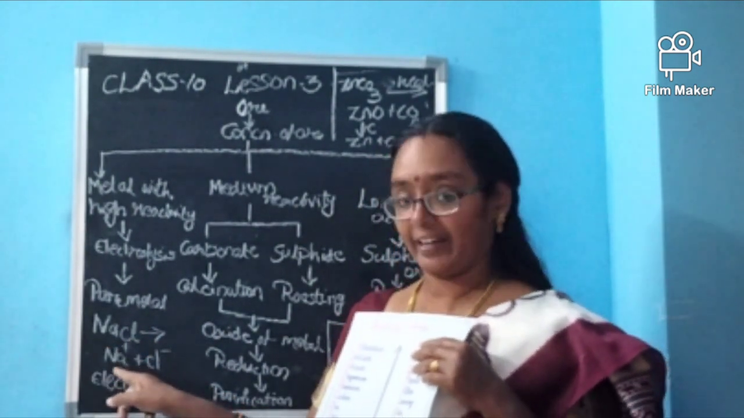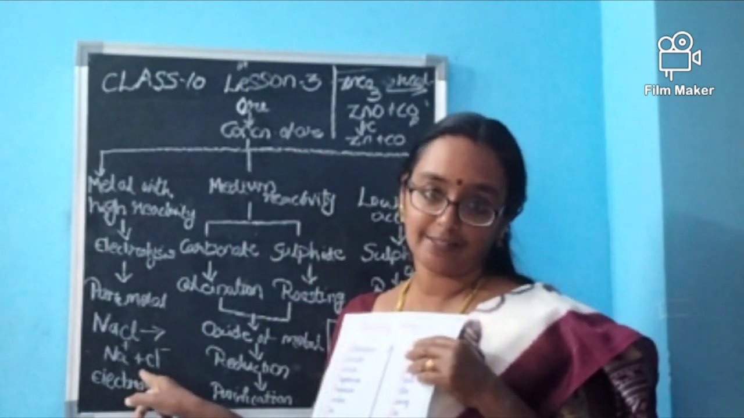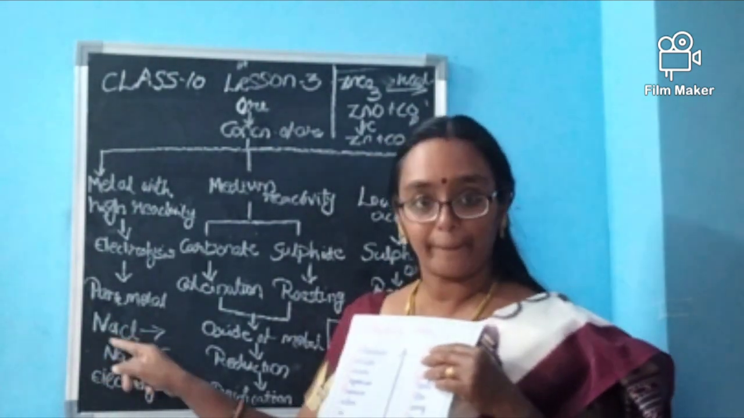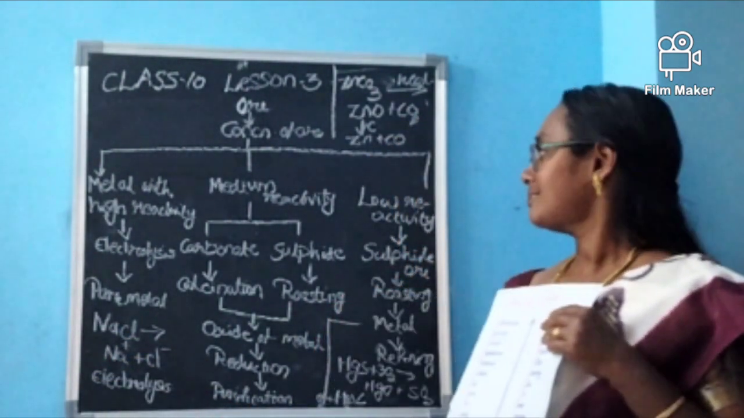Then NaCl is Na plus and Cl minus. So sodium, in the form of Na plus, we are getting like that.